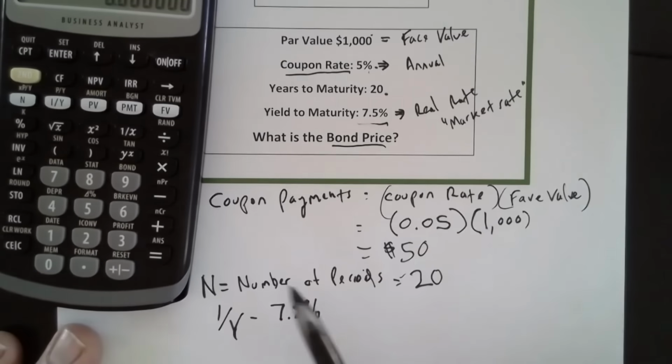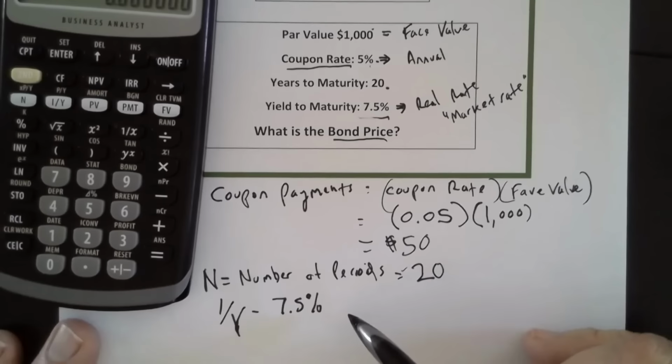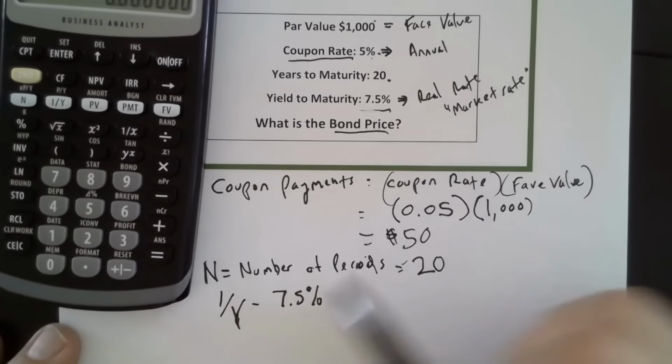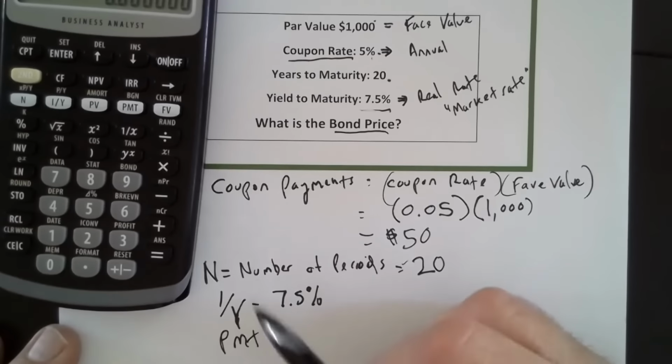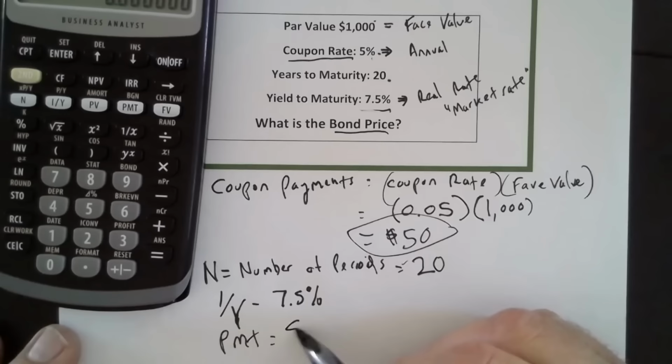And for purposes of using this calculator, you do not need to convert it to a decimal. So don't worry about converting it to a decimal. The other thing we need to know is the payment, PMT, and that is the coupon payment, which we found to be $50.